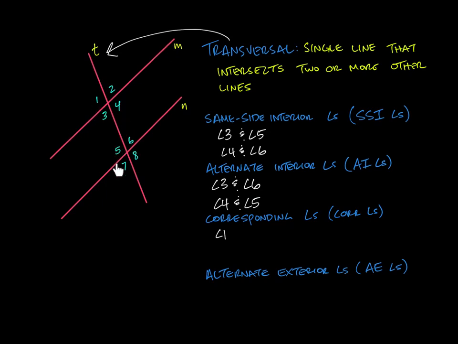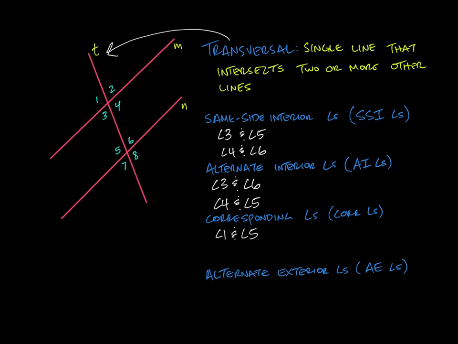If I move to the other group of four, let's find the other angle that is to the left of the transversal and above line N. So left of the transversal, but above line N would be angle 5. So angles 1 and 5 are what we call corresponding angles. They're in matching positions among their group of four. You might also think of it like angle 1 is in the top left-hand position among these groups, and angle 5 is in the top left-hand position among this group down here.